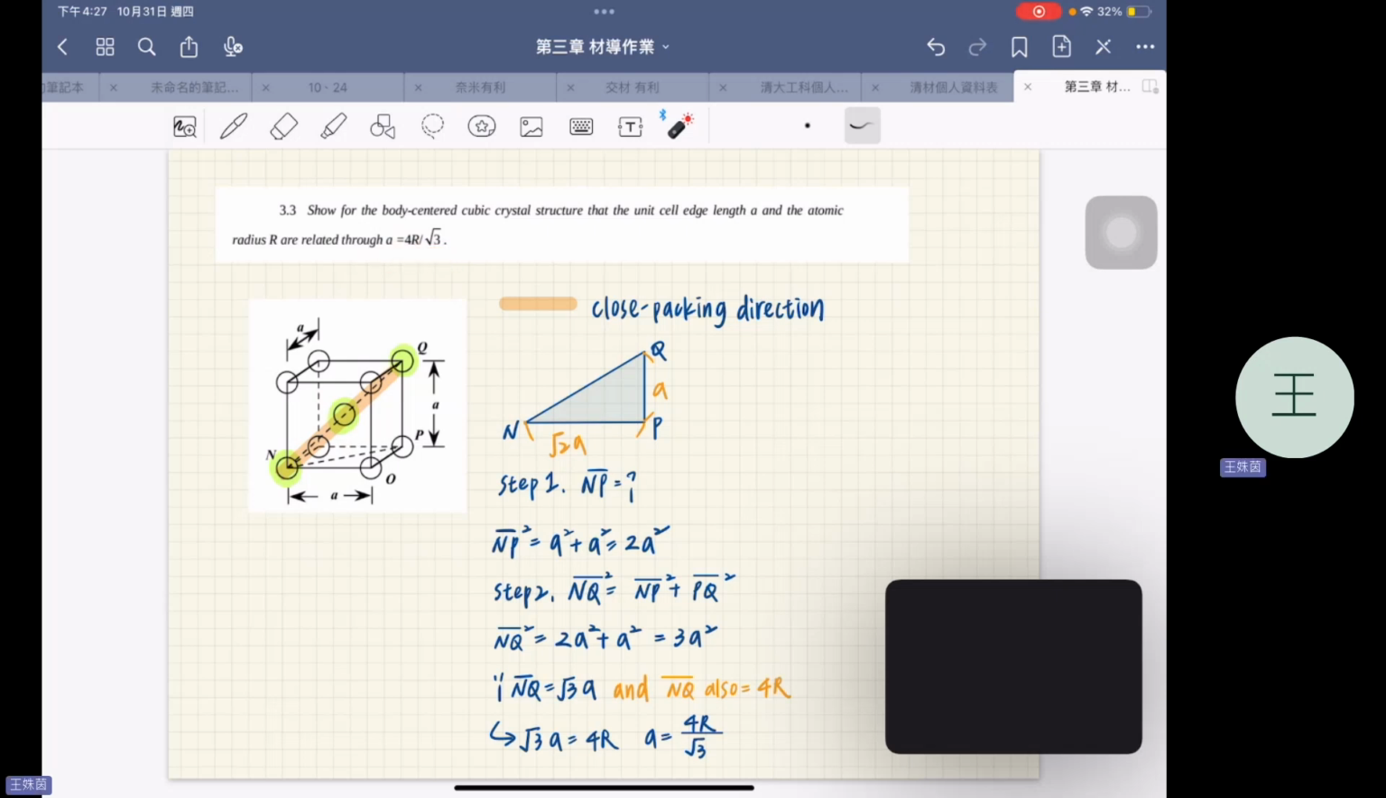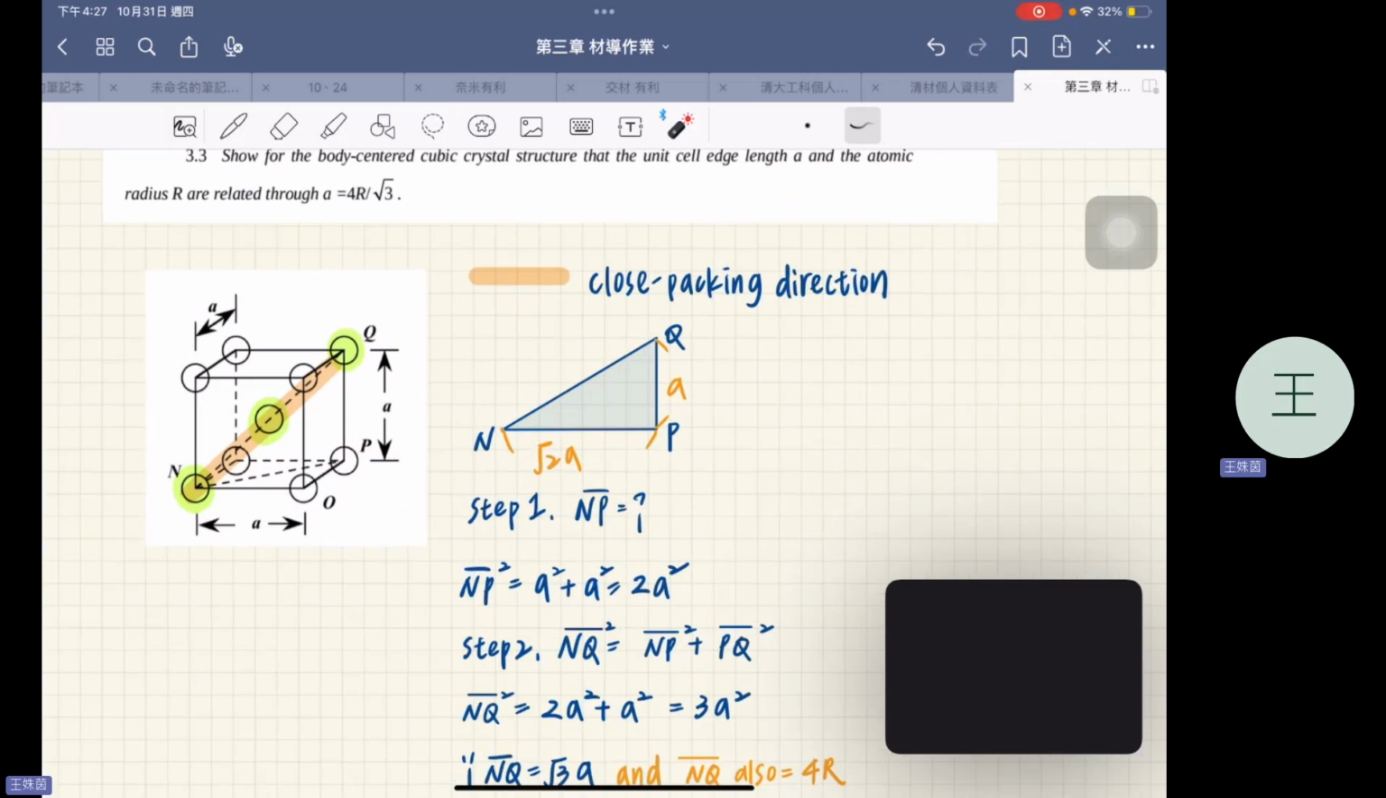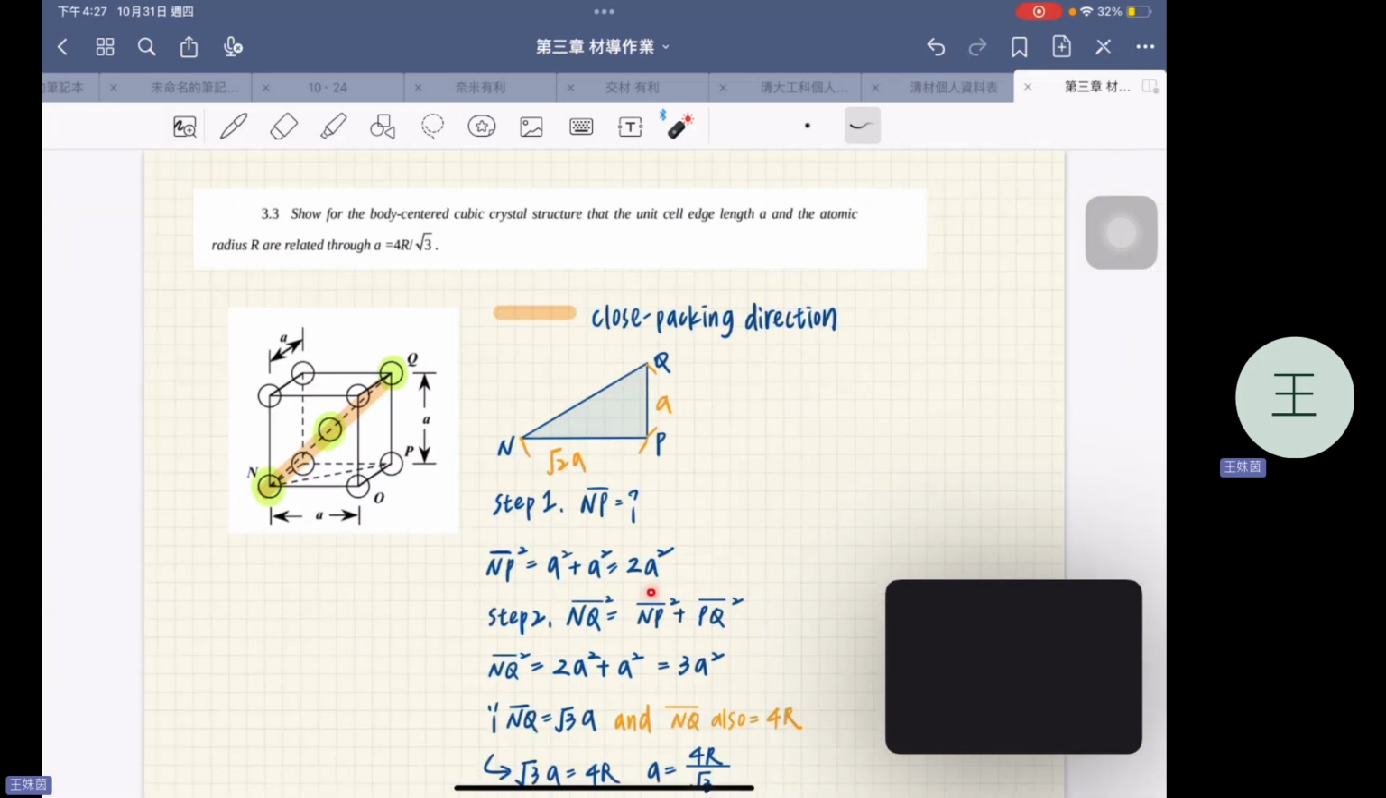Okay, so first we know that we need to use this triangle. So we know QP equals to A, and then we need to know how long is MP. So if we want to solve this, we can use A squared added by A squared equals to MP squared. So we know that MP squared equals to 2A squared.